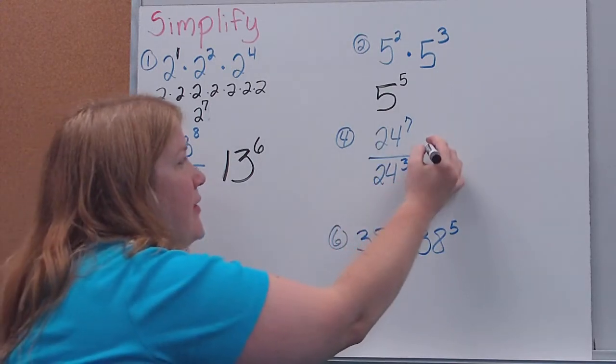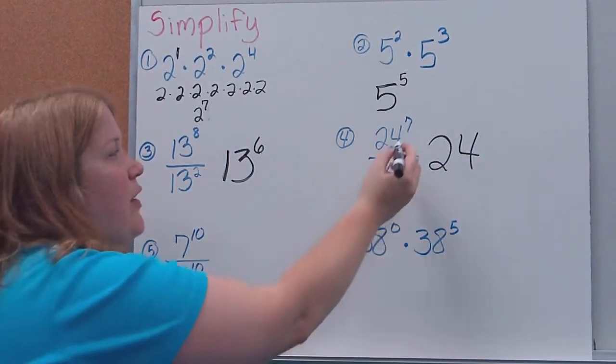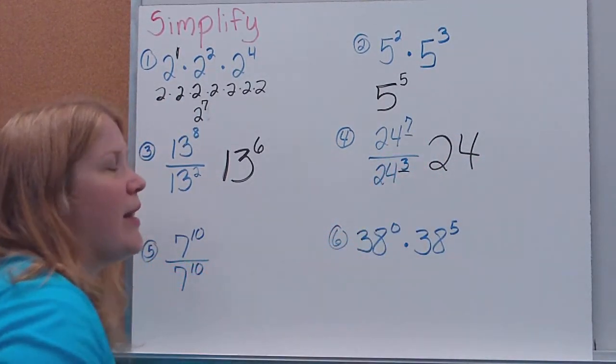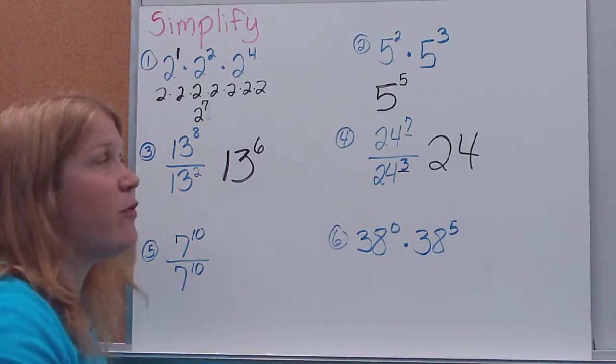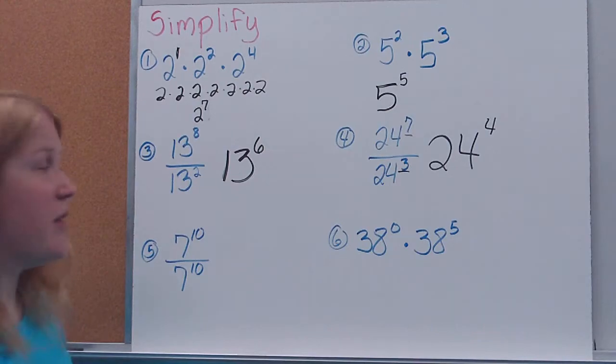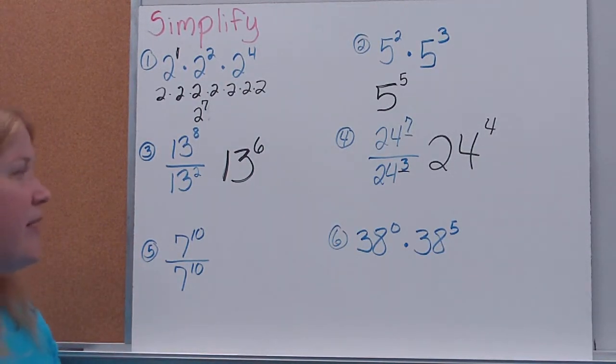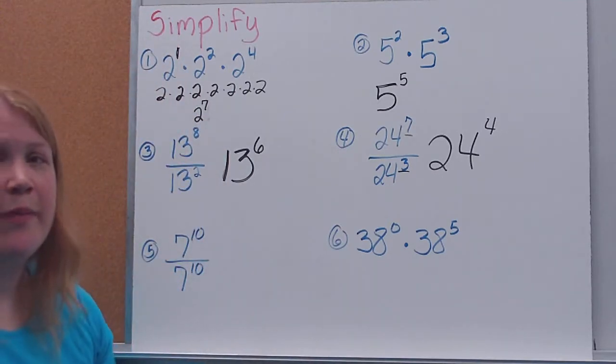Here, my base is 24, so my base stays the same. Then look at my exponents, a 7 minus a 3. I'm dividing, so I'm subtracting. 7 minus 3 is 4, so I wind up with 24 to the 4th. This one I want to look at because it's kind of a fun one.